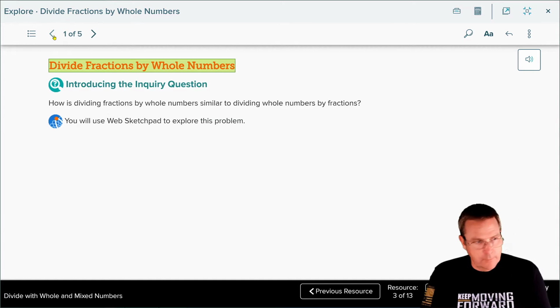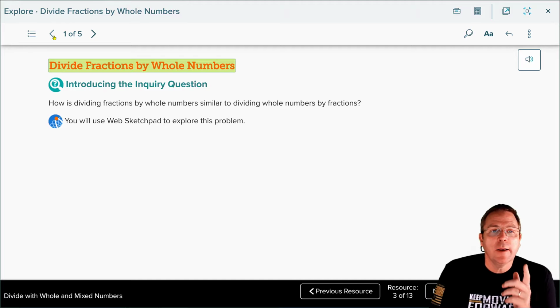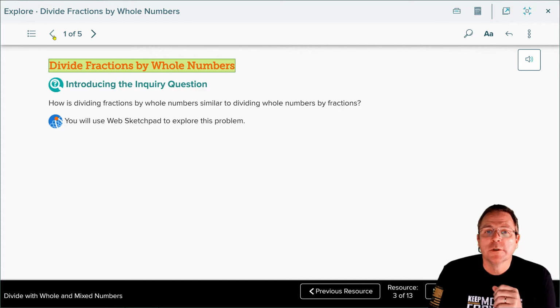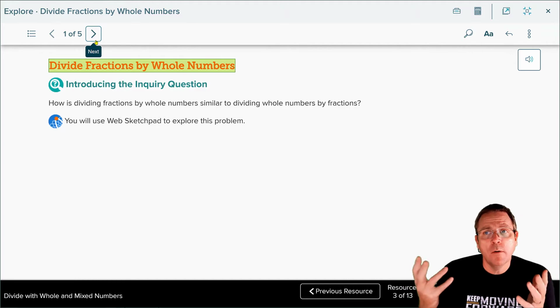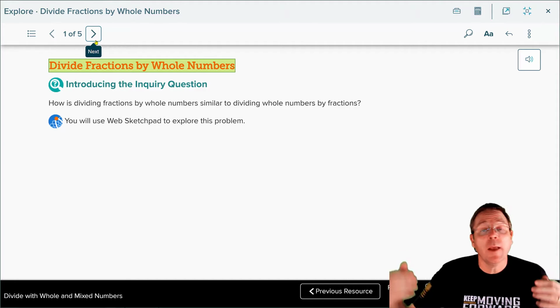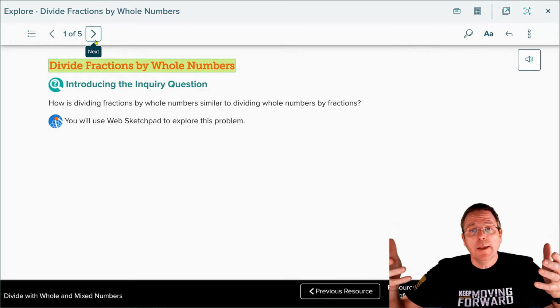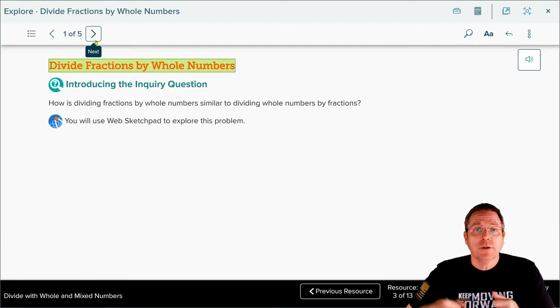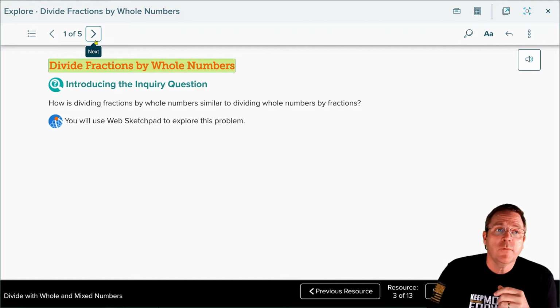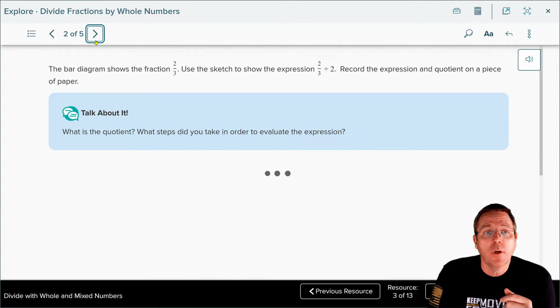So how are dividing fractions by whole numbers similar to dividing whole numbers by fractions? Well, it's the same general concepts, and we're actually going to be doing the same things we did before, where we're going to be making improper fractions out of the whole numbers. Only difference is what end of the problem it is going to be located on.